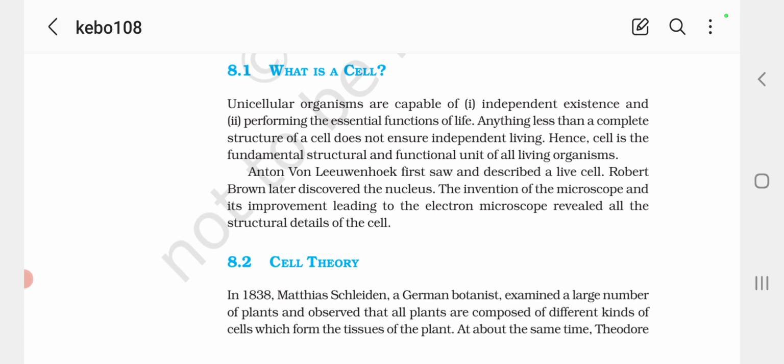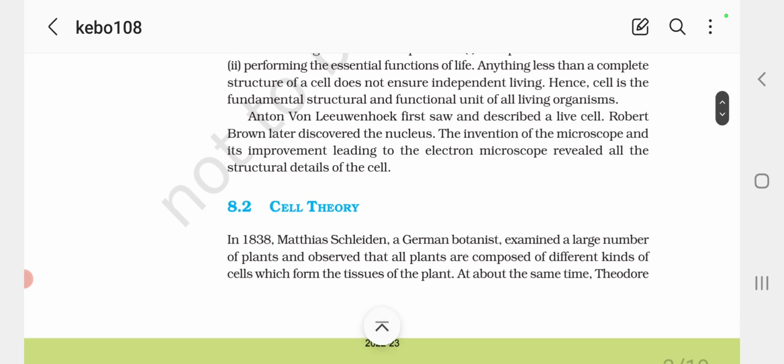Unicellular organisms are capable of, first, independent existence, and second, performing the essential functions of life. Anything less than a complete structure of a cell does not ensure independent living. Hence, the cell is a fundamental structural and functional unit of all living organisms. Anton von Leeuwenhoek first saw and described a live cell. Robert Brown later discovered the nucleus. The invention of the microscope and its improvement, leading to the electron microscope, revealed all the structural details of the cell.